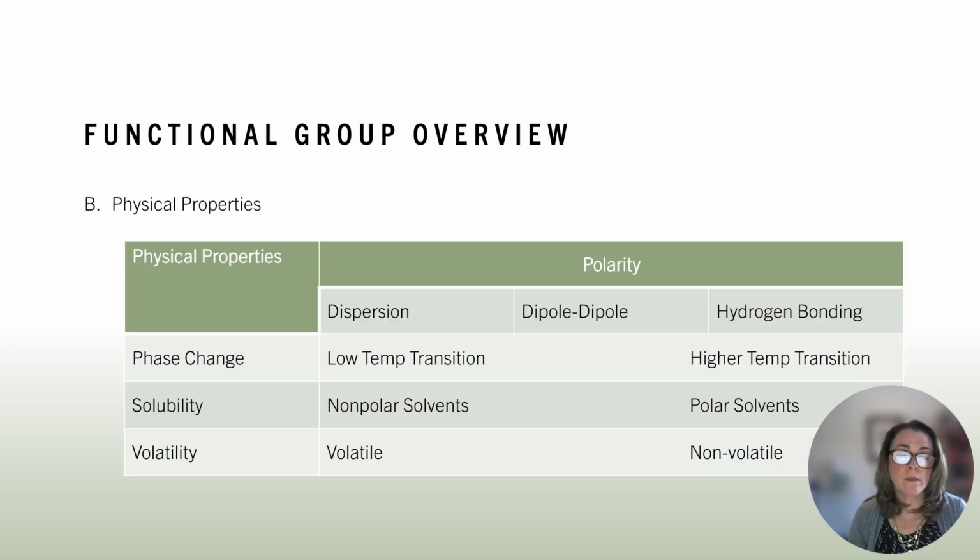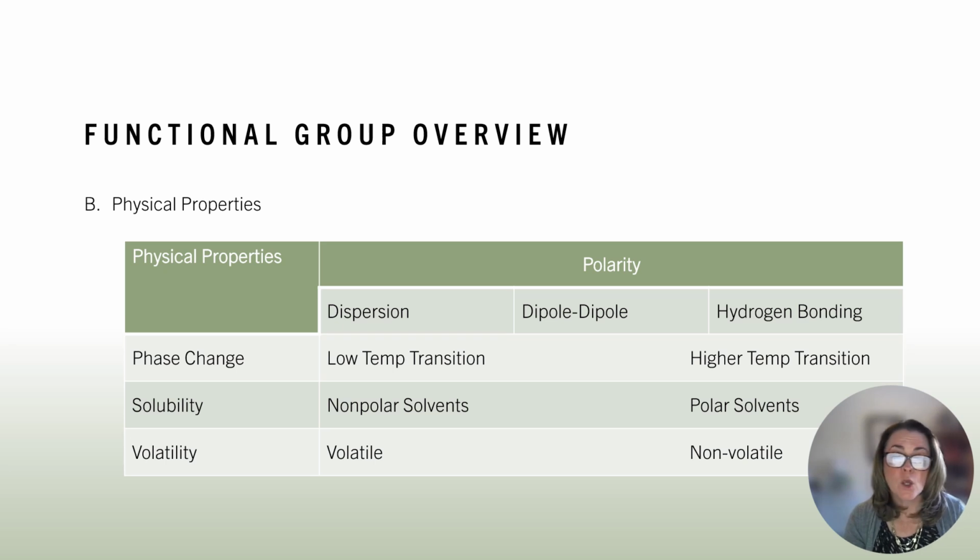All right, so with every functional group, we are going to focus on their physical properties. We're going to be looking at the phase change, melting and boiling. We'll be taking a look at solubility, what kinds of solvents do these compounds dissolve in, and then the last one we'll be taking a look at is volatility. And just as a refresher, this is how easily it is for a compound to evaporate. So if something evaporates very easily, we would say it is volatile.